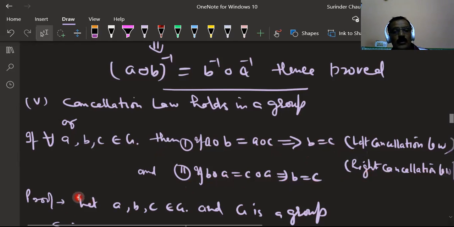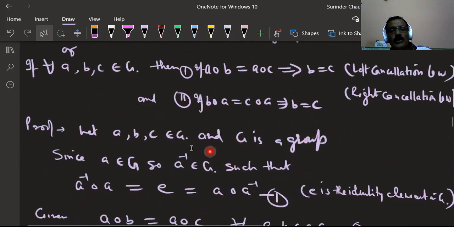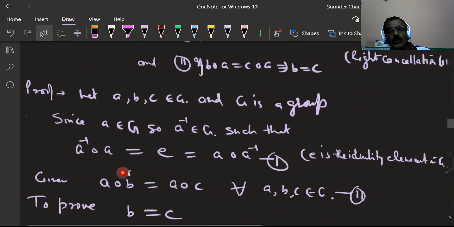So let's prove it. First, the left cancellation law. Let A, B, C belong to G, and G is a group. Therefore, if G is a group, then the inverse of each element exists in G. Since A belongs to G, therefore A inverse belongs to G, such that A inverse composition with A is equal to E, which is equal to A composition with A inverse. E is that element of G, G is a group, the inverse of each element exists, and this relation proves true.